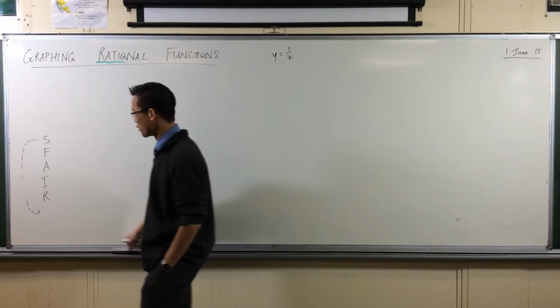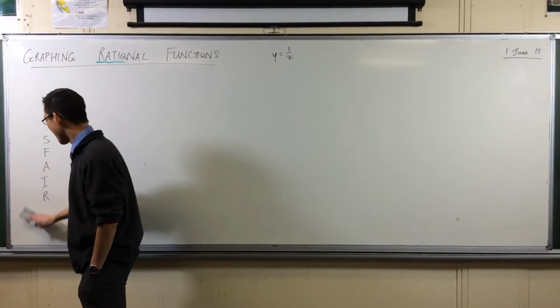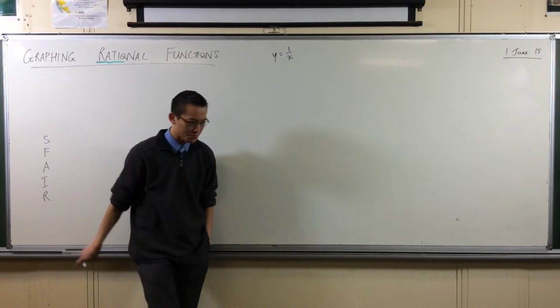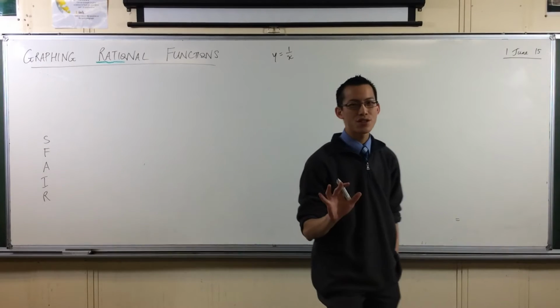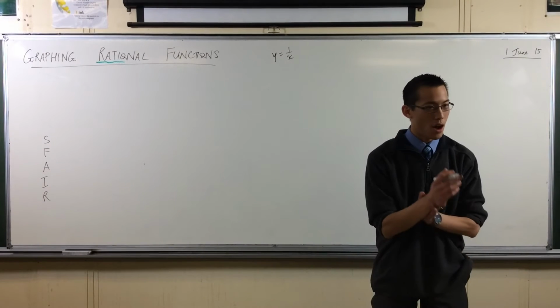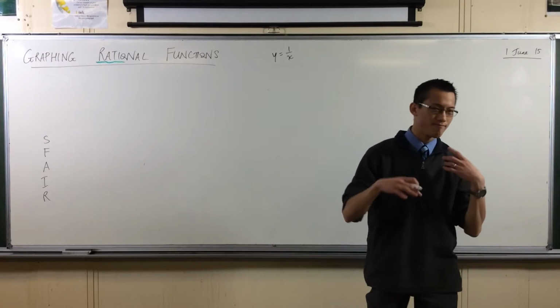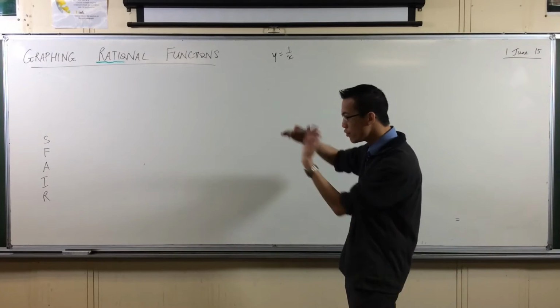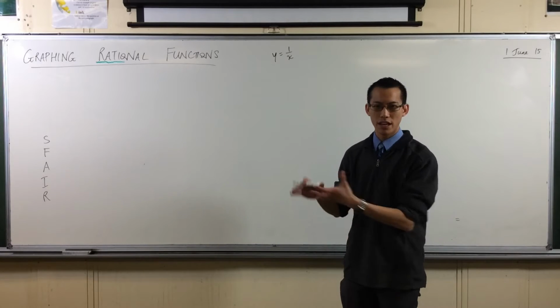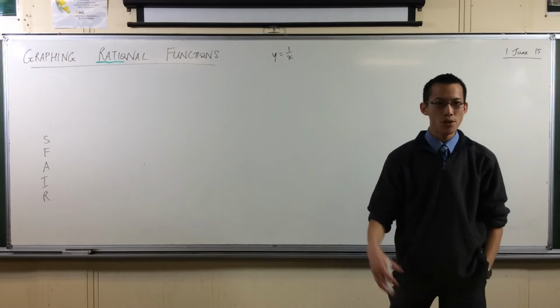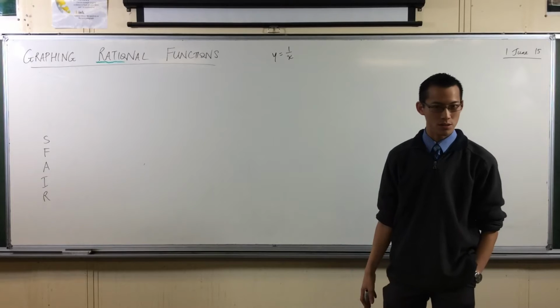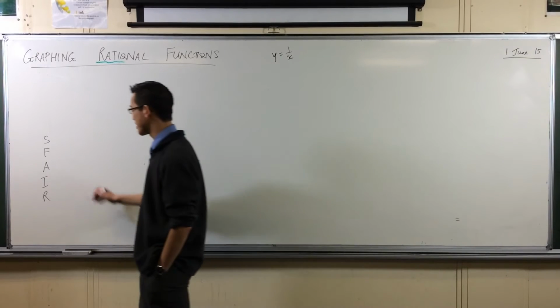So write this down, sphere. It's so very close to being a real word. And these are 5 steps for how to graph a rational function, okay? So I'm going to do something a bit difficult, which is show you all the steps first because they're a bit tricky on their own rather than give you one example, and we'll look at the different ways in which these are useful. Okay, so SFAIR, what does it stand for?